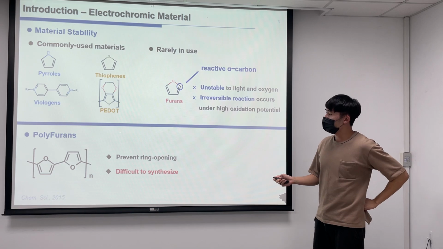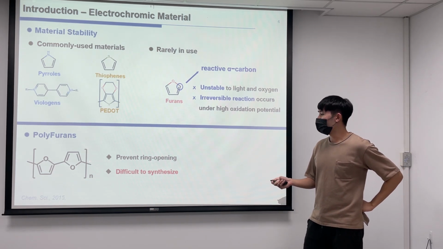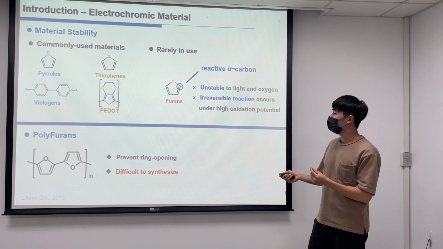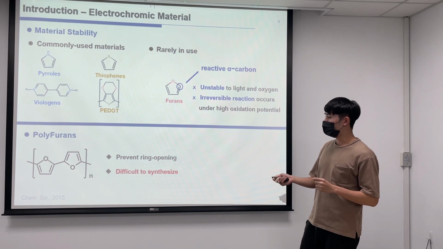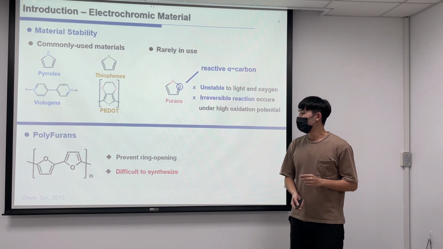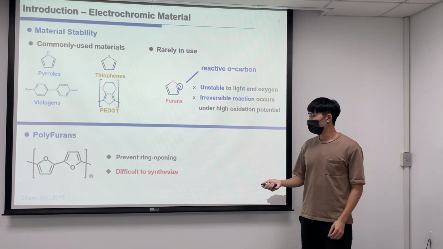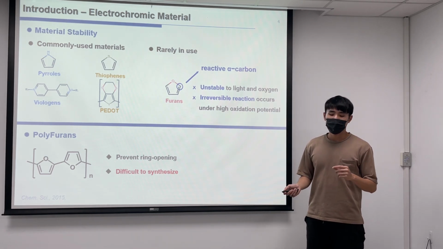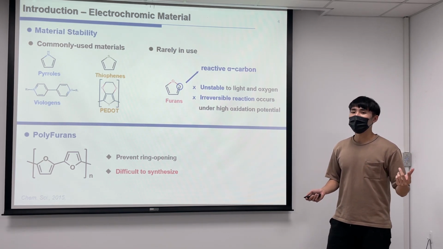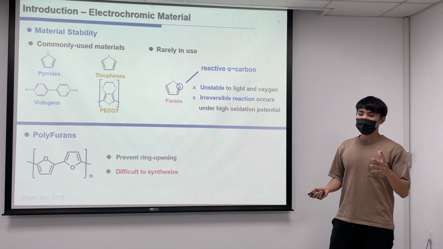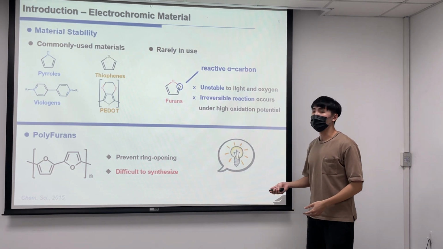Some previous work has been done on polyfuran. Polyfuran means that many units connect to each other, so it can prevent easy ring opening. But it still raises another problem, because it is difficult to synthesize. The low yield and low efficiency lead to it not being commonly used. So how about another idea?